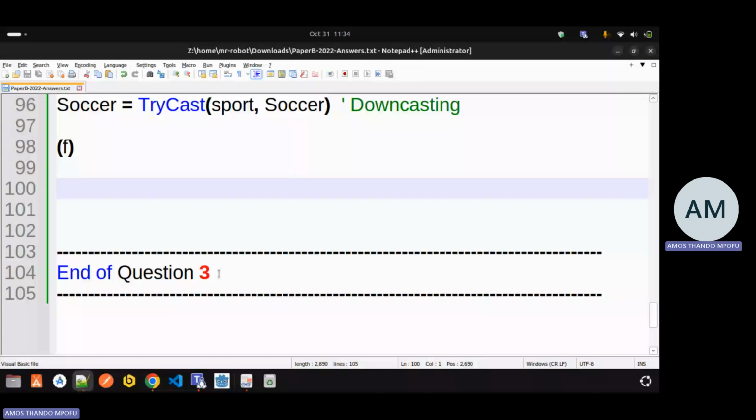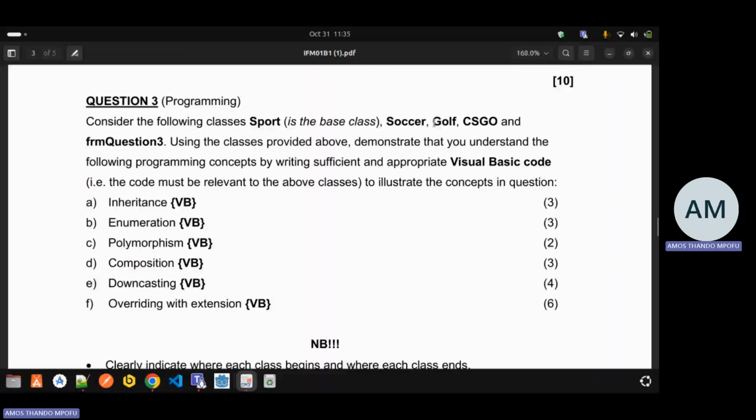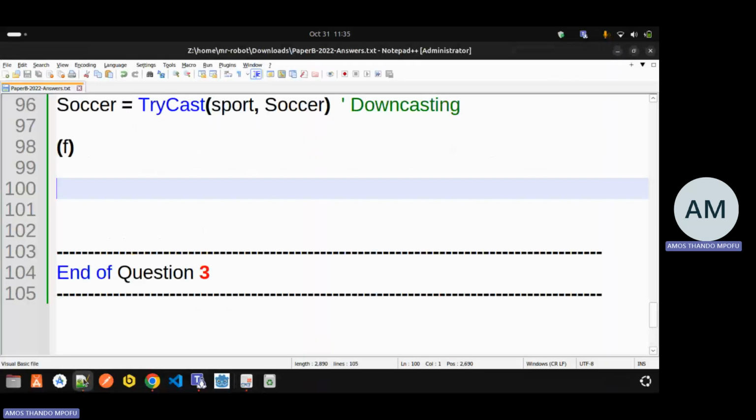And then let's see. Each sport is played differently, right? Soccer, you kick. With golf, we use that tool. We use another tool to hit the balls, right? So the play is defined differently. So hence, I'm going to create a play method, right?